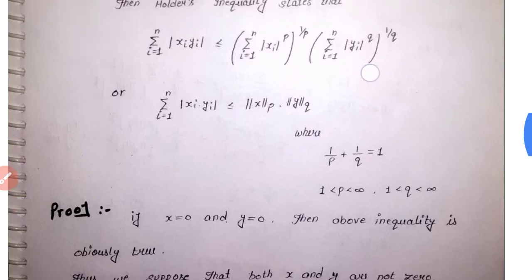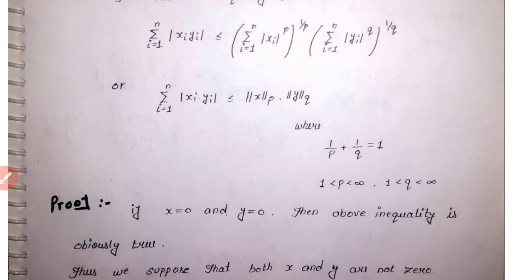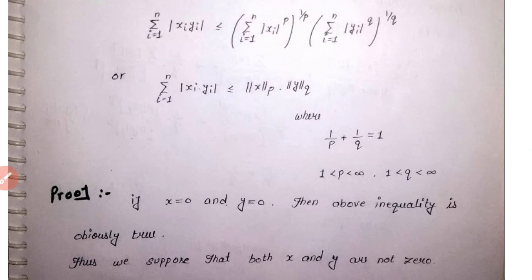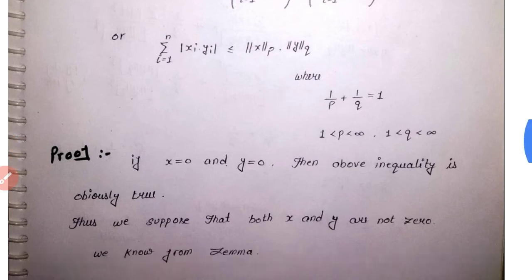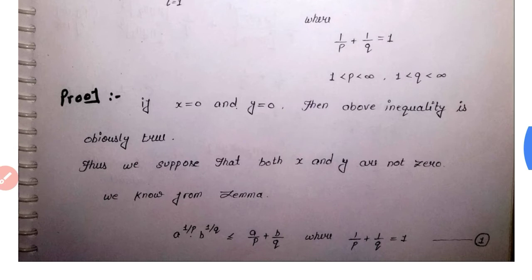This Holder inequality can also be written in this form: the summation of i equal to 1 to n of modulus of xi yi is less than or equal to the p-norm of x into the q-norm of y, where 1 by p plus 1 by q equal to 1. Here p and q are known as conjugate numbers, and p and q must belong to the open interval (1, infinity).